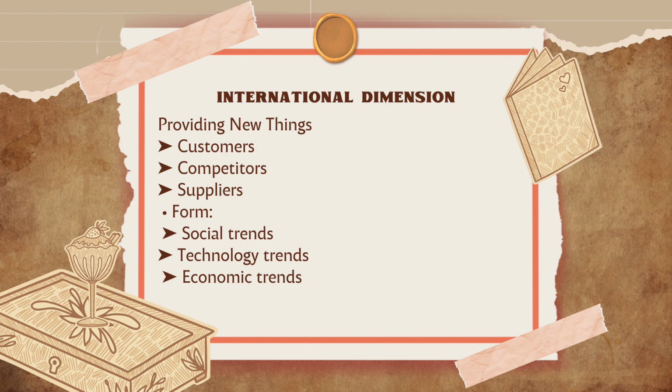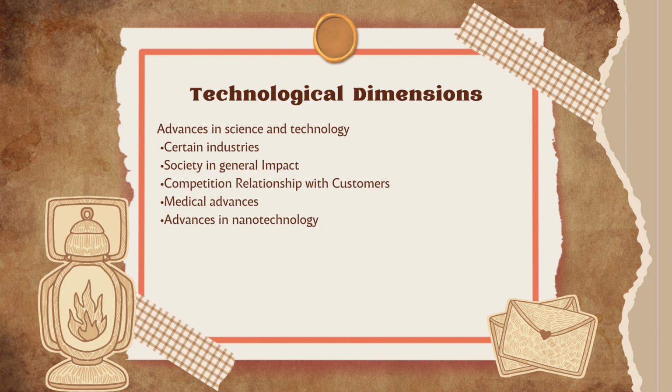International dimension, providing new things. Customers, competitors, suppliers of form. Social trends, technology trends. Economic trends. Technological dimensions. Advances in science and technology. Certain industries, a society in general impact. Competition, relationship with customers. Medical advances, advances in nanotechnology.